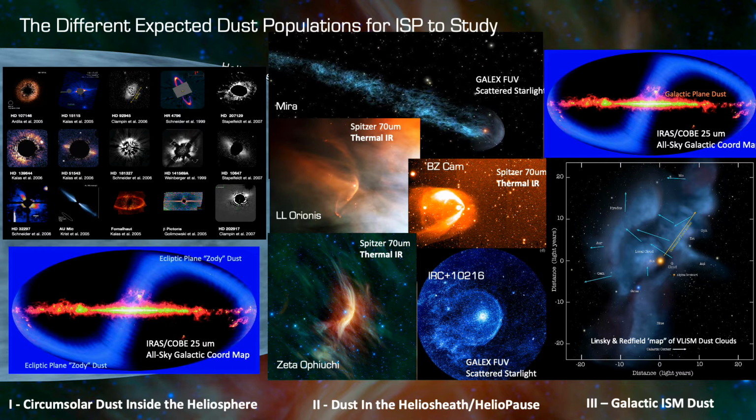In the center, once we've actually gotten through the heliosphere and gotten to the heliopause and the heliosheath at the very edge, we expect a lot of dust in the bow shock that is plowing up as the solar system moves through the galaxy in the interstellar medium. And here we see 5 examples of extreme outliers of this behavior: Mira, LL Ori, Zeta Oph, BZ Cam, and IRC 10216. And we see lots of continuum emission, both in scattered light from the star and thermal emission from heat radiation from dust at these boundaries.